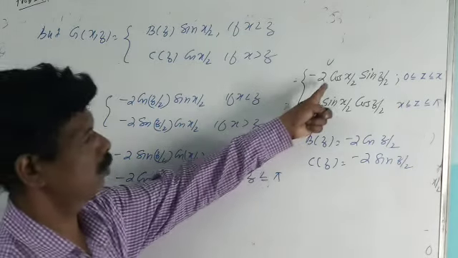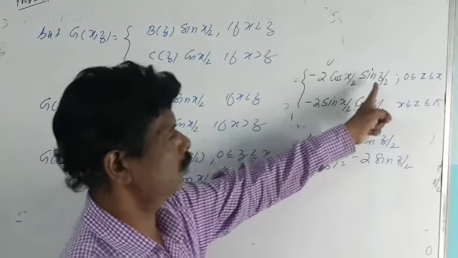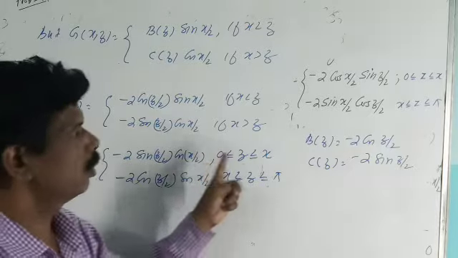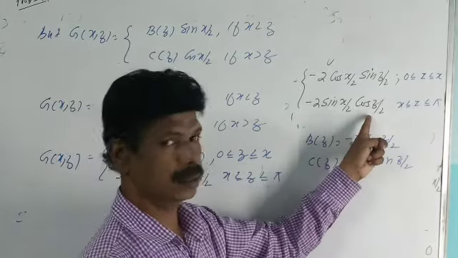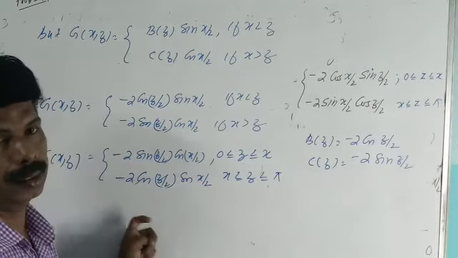That is what you have proved. See, in the question, prove that minus 2 cos x by 2 sin z by 2 for 0 less than or equal to z less than or equal to x, and minus 2 sin x by 2 cos z by 2 for x less than or equal to z less than or equal to pi. Okay, that is the Green's function.